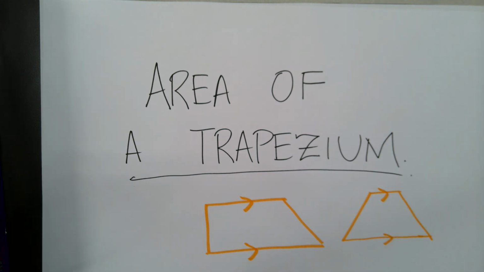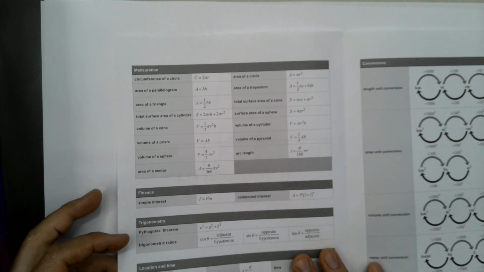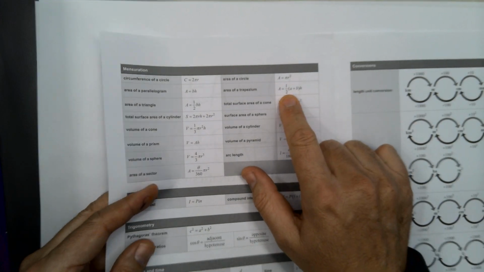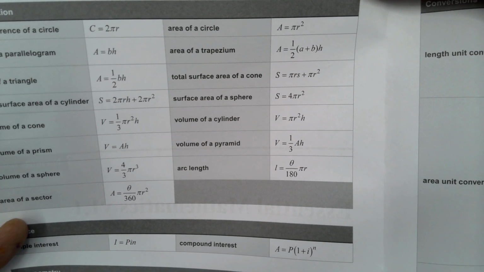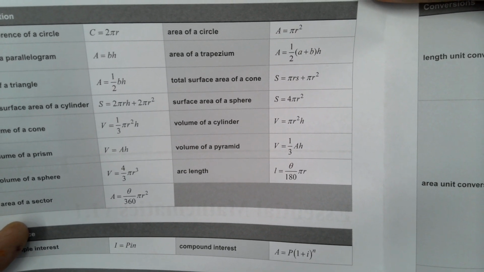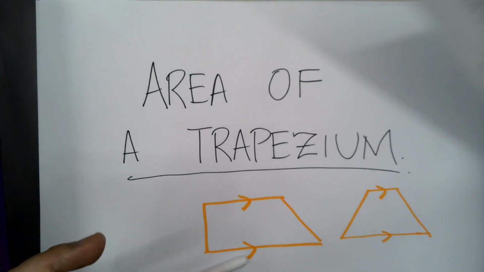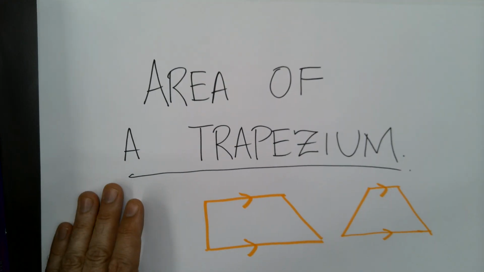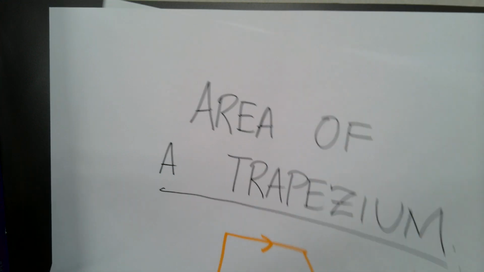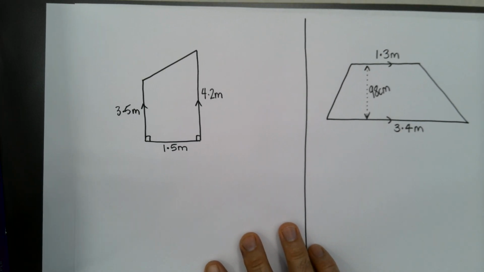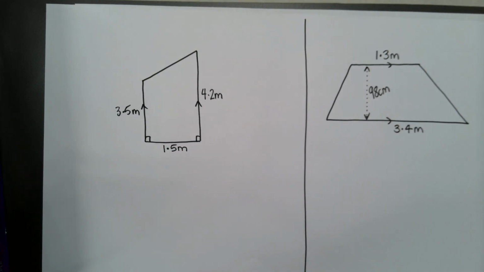Now, if you're looking at your formula sheets up there, there's your formula for area of a trapezium. You don't have to remember that. It's all there for you. Good to go. All right, so how do we do it? Let's have a look. So here's two kinds of trapeziums, just like we looked at before. How do you actually do these?